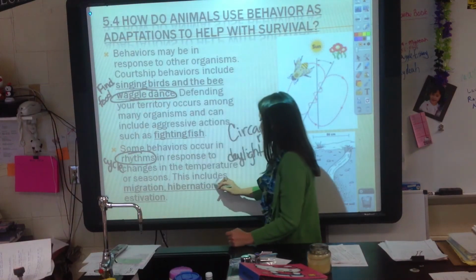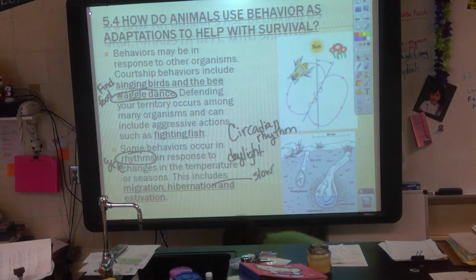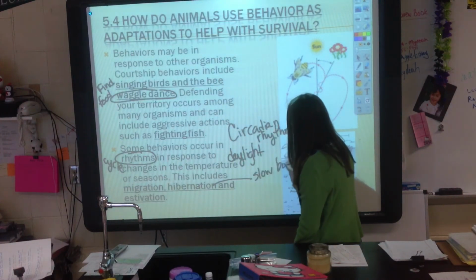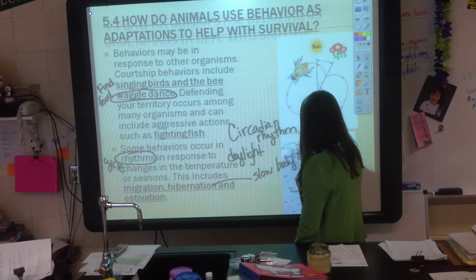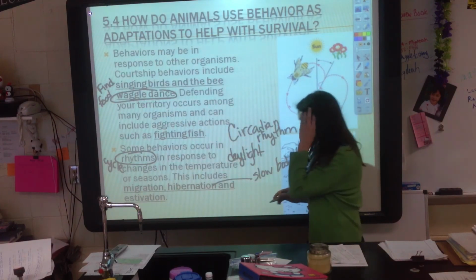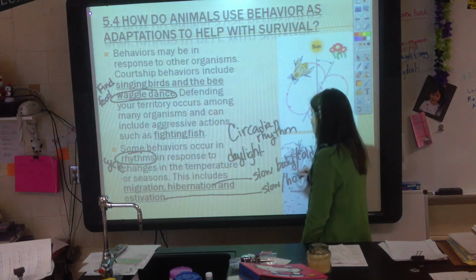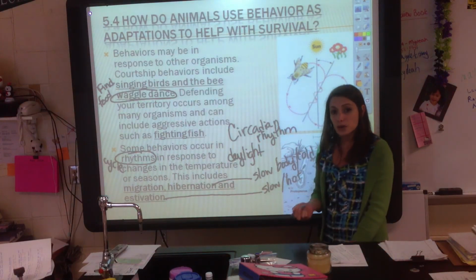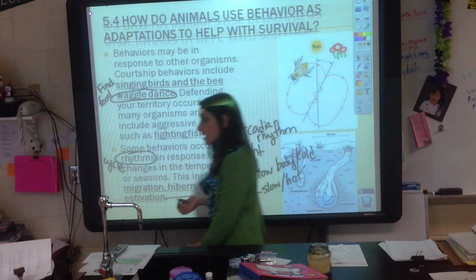Now most people are familiar with hibernation, which is when we slow the body down because it's cold. Well, estivation is, again, when we slow the body, but this is because it's too hot. So some organisms will actually slow their body down because it's too hot.